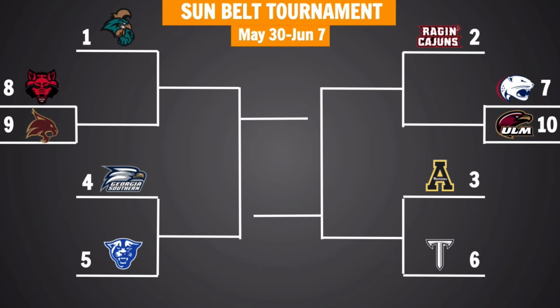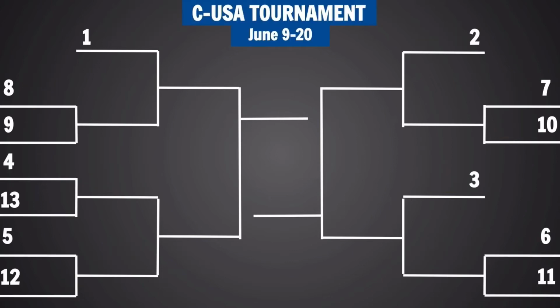So that's what the Sun Belt tournament looks like. This should be a fun one. I mean, with Louisiana, Appalachian State, and Coastal Carolina, of course, all 3 of those teams could easily win this tournament. So it'll be fun to see who can pull it out in the end. As for our third tournament, by the way, this Sun Belt tournament will be lasting us from May 30th to June 7th. And the third tournament will be the Conference USA tournament.